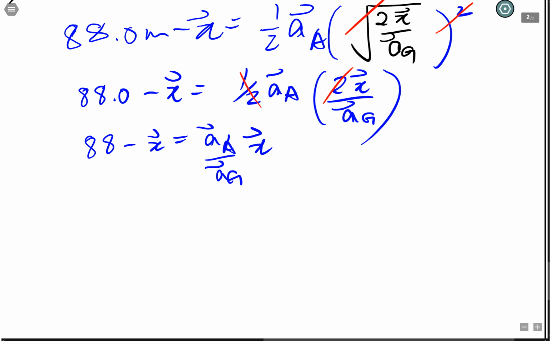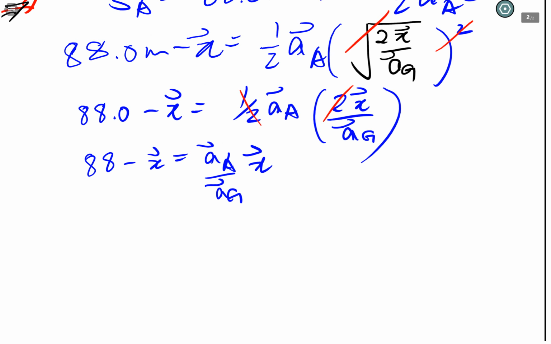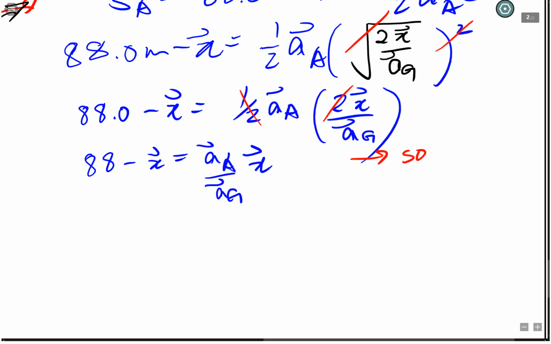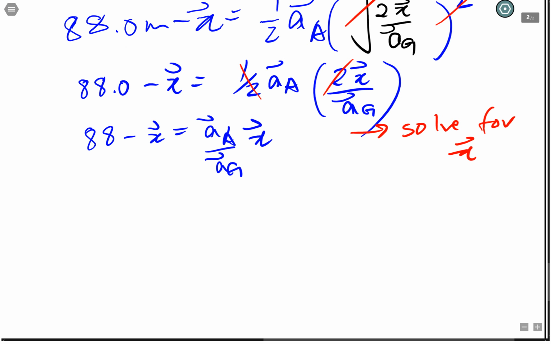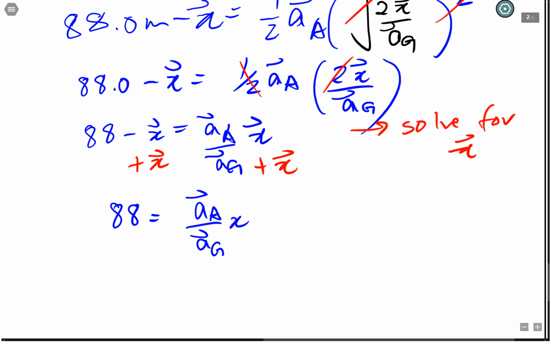Now, I will need to wind up the x's together. I need to solve for x. At this step, I need to solve for x, and to do that, we'll have to put the x's together. I'm going to move this x to the other side. After I move this to the other side, I'll have 88 equal to the acceleration of Alfred over the acceleration of George times x, plus x.